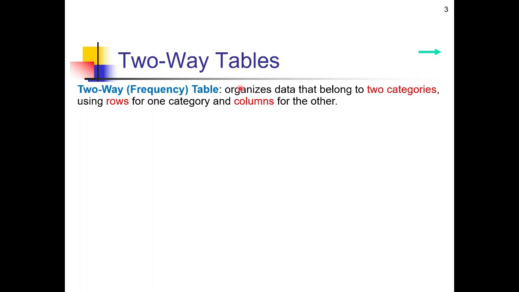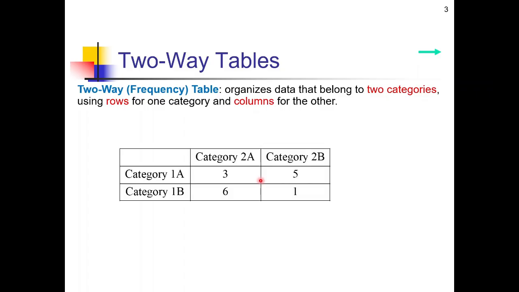The way that we're going to structure it is we're going to have the rows to organize the data from one category, and the columns will take care of the other category. So here's a look at what one of these might look like. We have a table here, and we've got rows for one category, like one question. Maybe we asked students, do you like cookie dough, yes or no? The yeses are in the first row, the nos are in the second row.